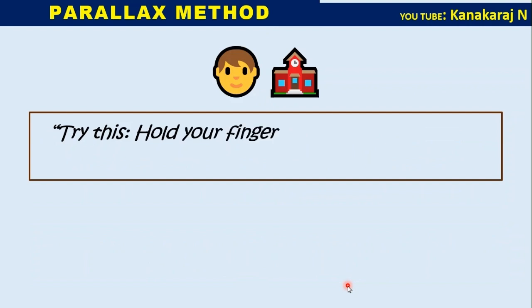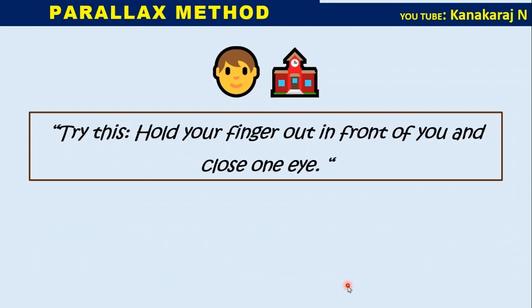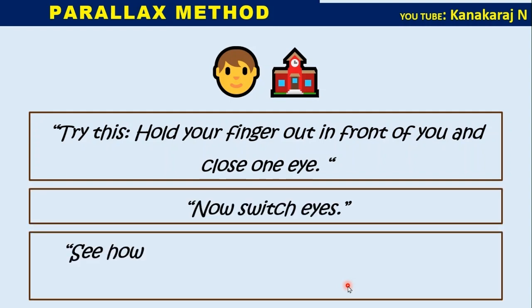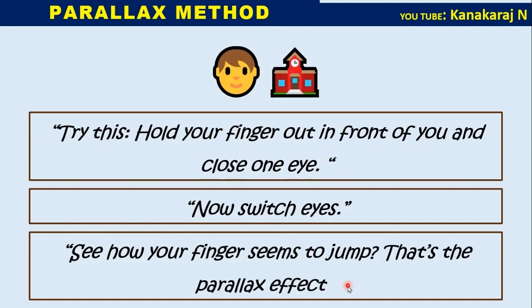Try this. Hold your finger out in front of you and close one eye. Now switch eyes. See how your finger seems to jump? That's the parallax effect.